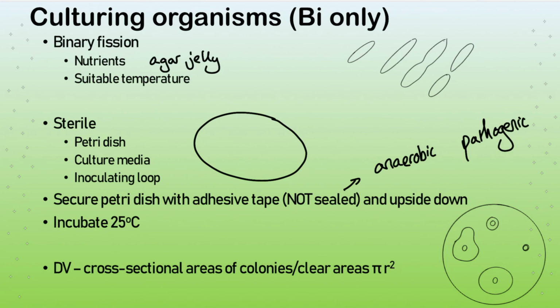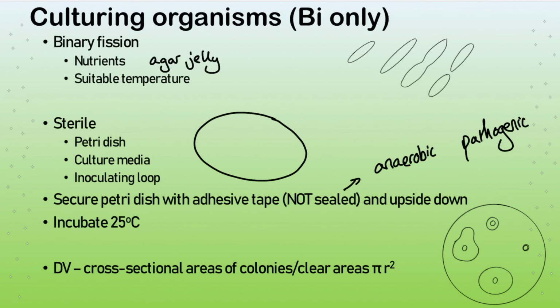And pathogenic means that they could cause disease to humans. So we don't want that to happen, because these anaerobic pathogens are the ones that would cause infections in open wounds and things like that, and they're generally pretty nasty. Okay, we'd then secure it upside down as well, just to prevent condensation from falling onto the media that we're growing, onto the culture.